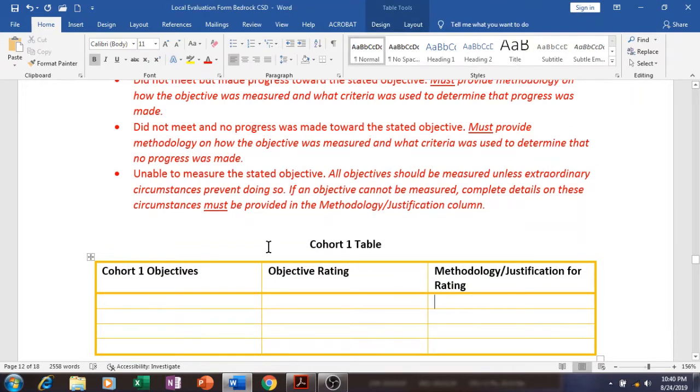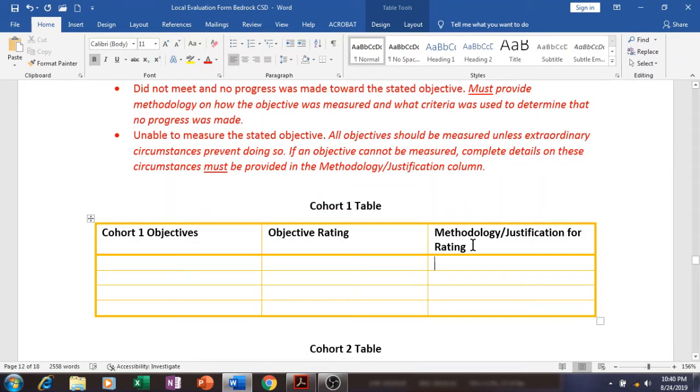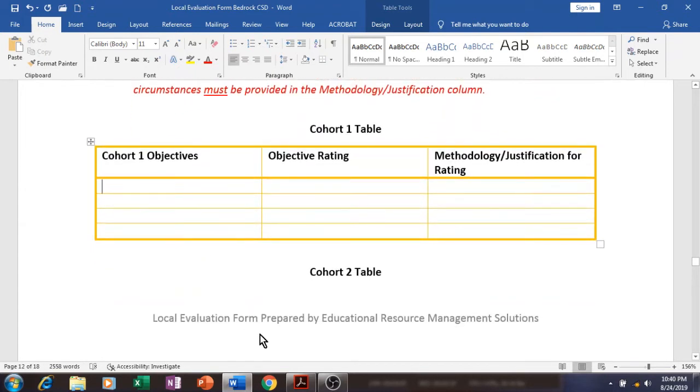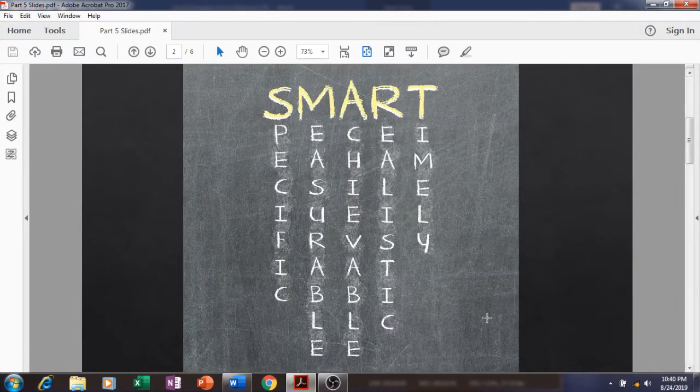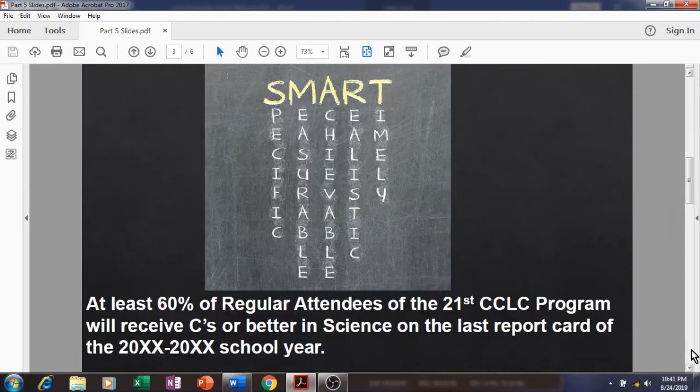Now, if you're going to have to do these ratings and provide the methodology justification, it's easy, really, if your objectives are what we call SMART objectives. In case you don't know what SMART means, let's take a look at that. SMART objectives are specific, they're measurable, they're achievable, they're realistic, and they're timely. So let's look at an example of a SMART objective.